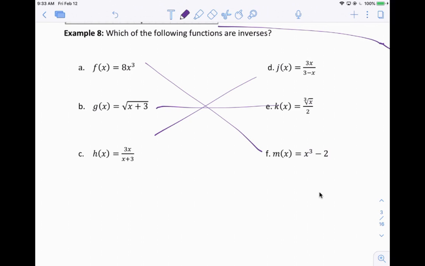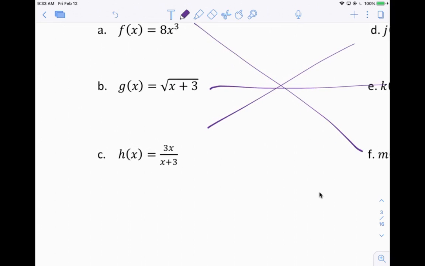So that's my guess. Let's go ahead and just go down ABC. We'll see if it matches up with DEF. If they don't, we'll go through DEF and find those two. So let's look at A here. How do I find the inverse? We do y equals 8x cubed, x equals 8y cubed, divide by 8, and cube root it.